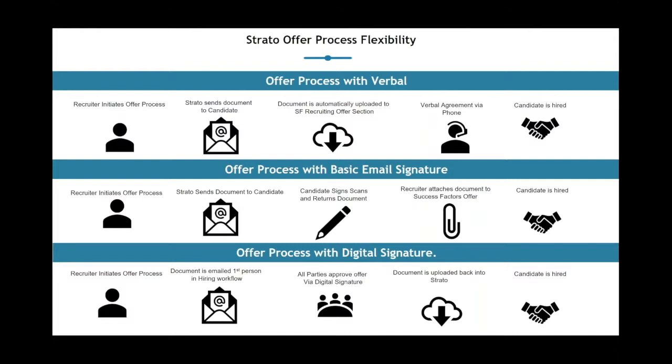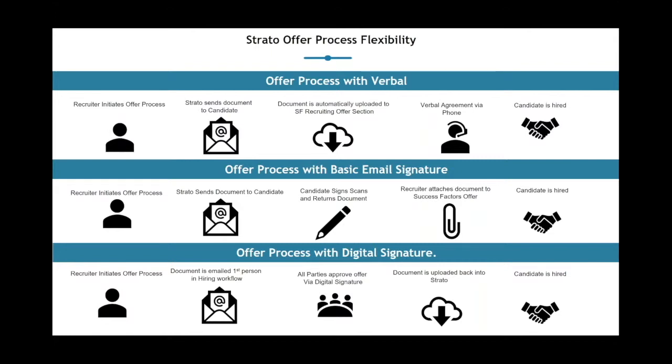At first, it goes to the hiring manager, and they would sign their portion of the document to say that it's approved, and then it would go to the candidate, and they would sign their portion, and it would be approved. Then that document would get loaded back into Strato, and of course, the candidate is hired out there. If you look at levels of maturity model, obviously, or at least in my opinion, having it fully digital with that digital signature is the way to go.